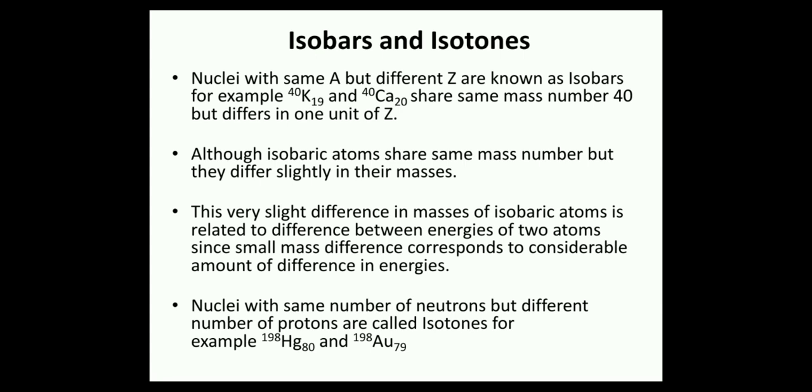This very slight difference in masses of isobaric atoms is related to the difference between the energies of the two atoms, since a small mass difference corresponds to a considerable amount of difference in energies. Nuclei with the same number of neutrons but different number of protons are called isotones. For example, 198Hg80 and 198Au79.